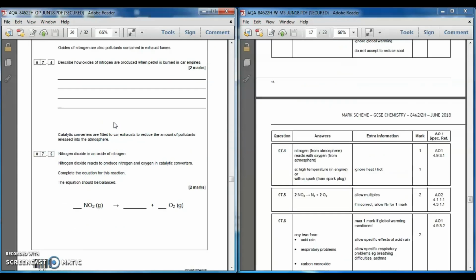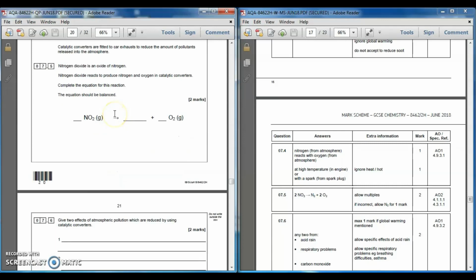7.4 then. So first thing, the nitrogen is coming from the atmosphere, and a lot of people weren't really mentioning that. So it's nitrogen reacting with oxygen. The bit which a lot of people didn't get as a second mark, if you got 1 mark, it's at a really high temperature. Nitrogen, 78% of the atmosphere, doesn't really do much. It takes like lightning strikes, it takes a huge amount of energy.